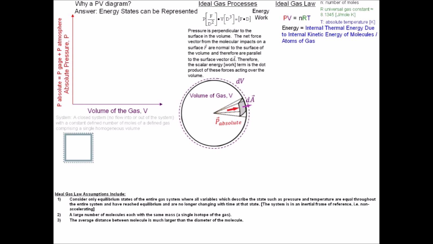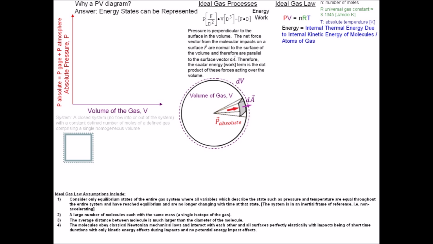Another assumption is the average distance between molecules or atoms is much greater than the diameter of the molecule. The molecules are assumed to obey only classical Newtonian mechanical laws, and all impacts with other gas molecules or atoms or the surfaces are perfectly elastic and last a very short time, with only kinetic energy changes and no potential energy effects. Another way to say that is the volume of the molecule is very small compared to the total volume of the system. This, however, does not mean we are considering the molecules to be particles in the classical Newtonian sense, in that the molecules have no rotational kinetic energy, as we'll discuss later.